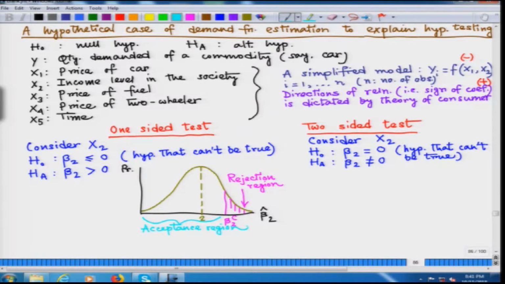Okay. So, if I observe any particular value of beta 2 hat which say lies here or say here, then I can say that I fail to reject my null hypothesis, and that is it. Okay. So, what would be my decision rule in this case? Decision rule.